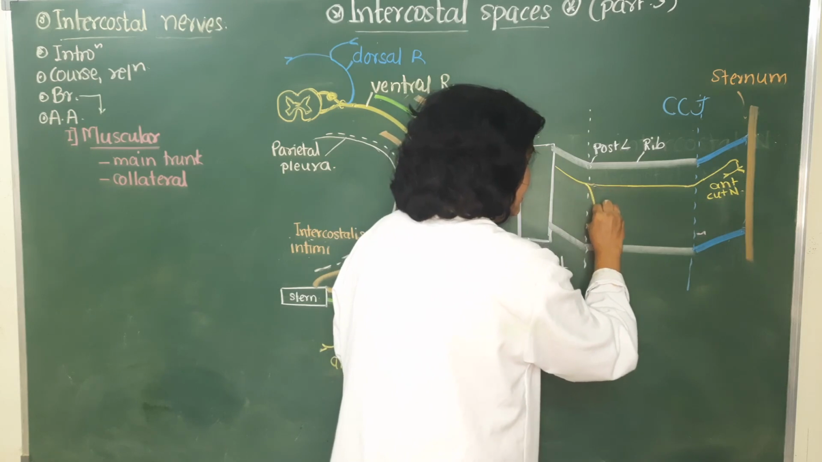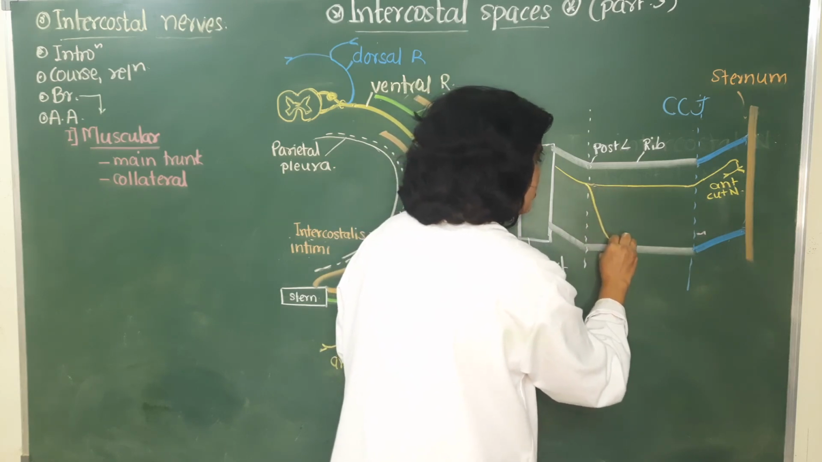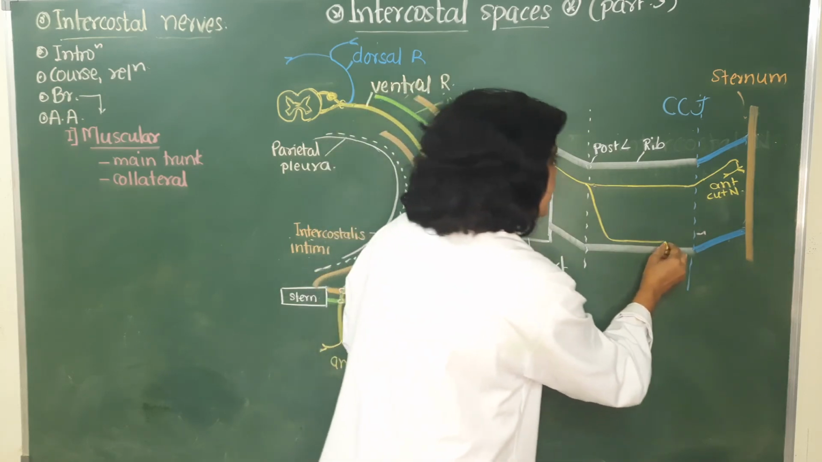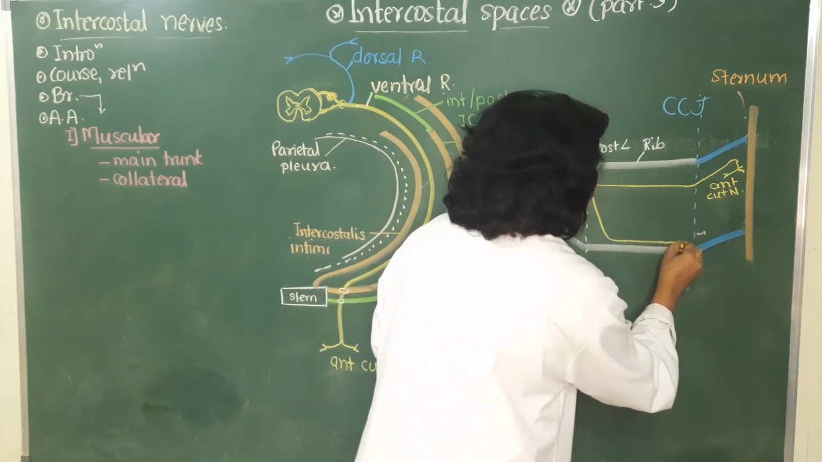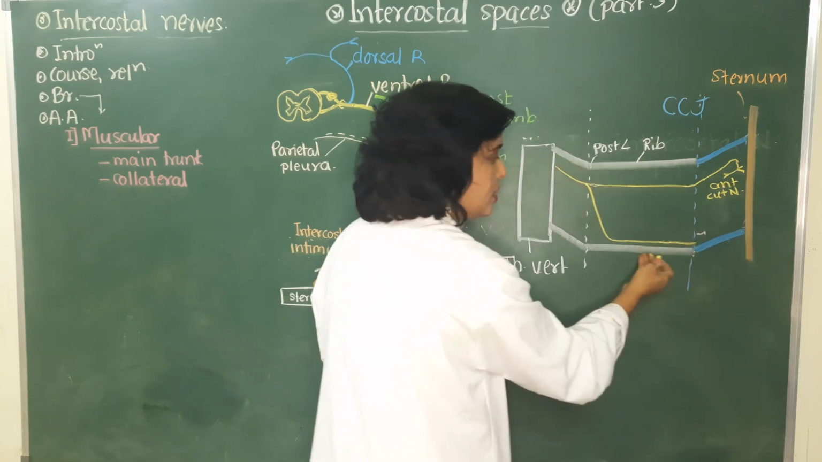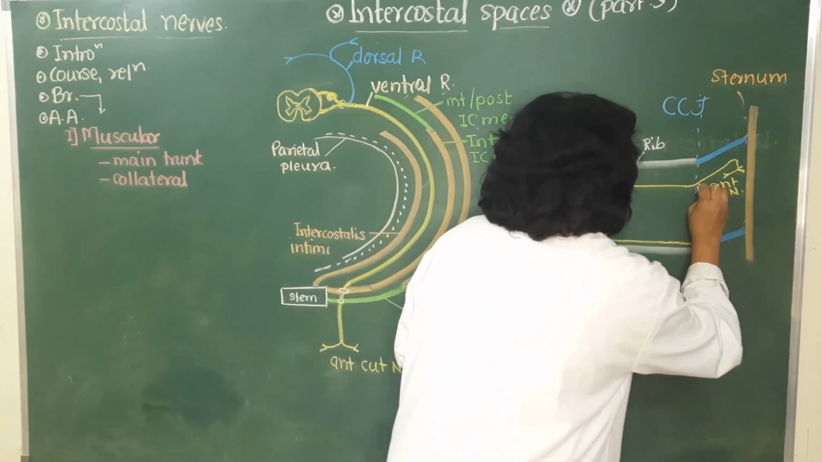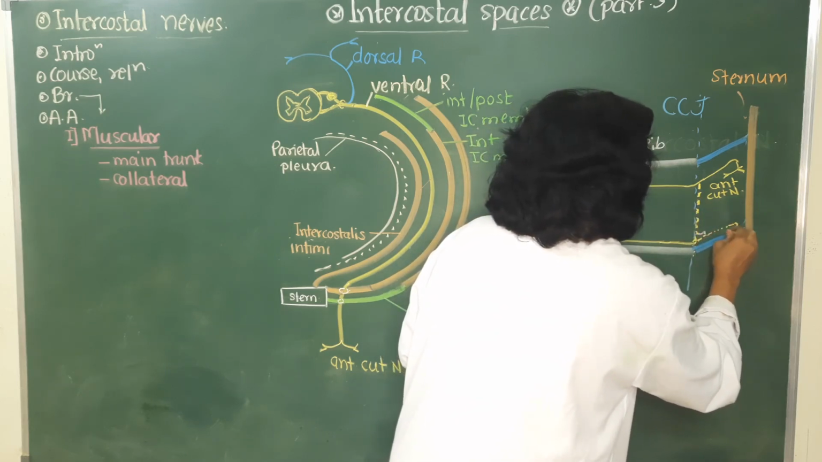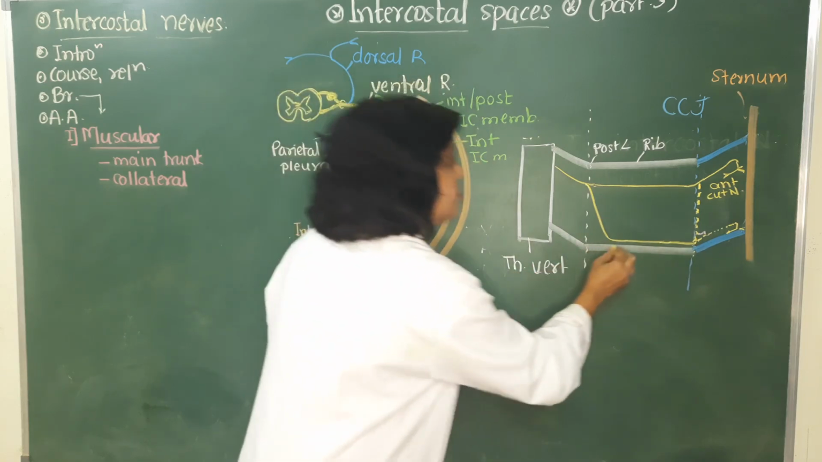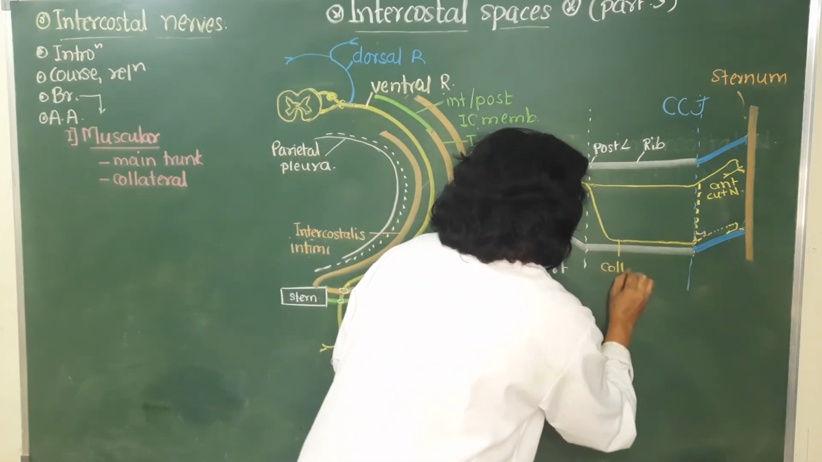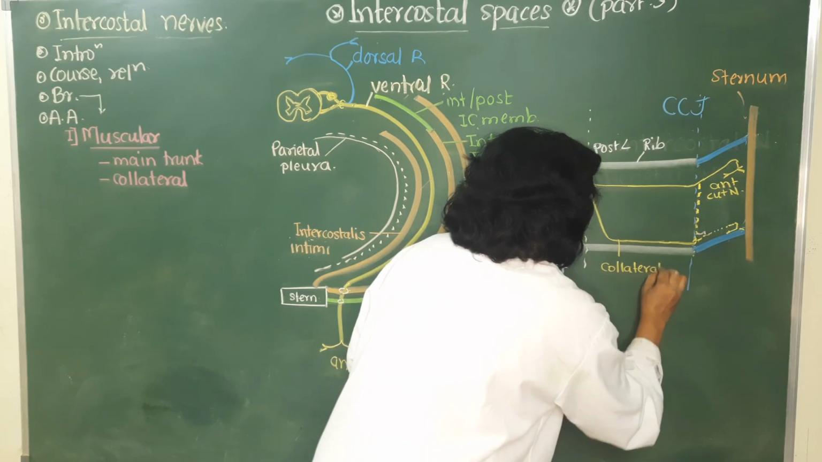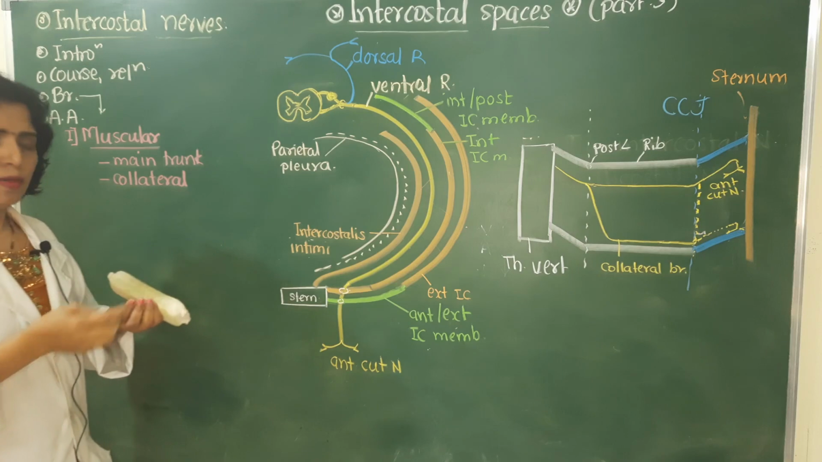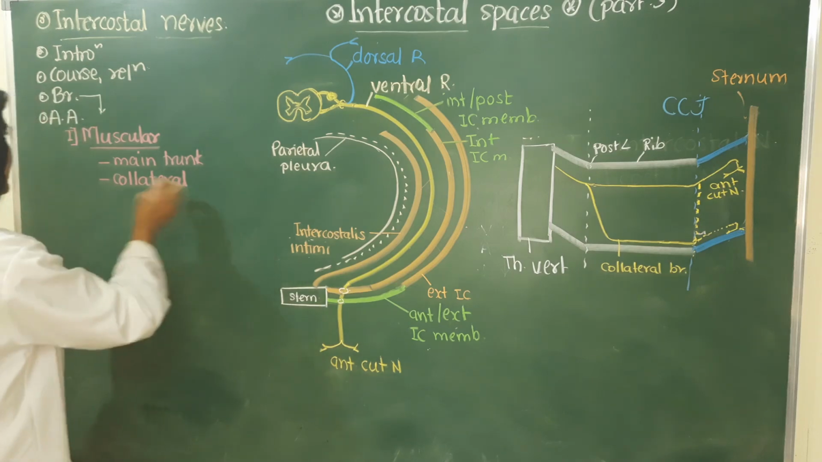Then it runs downwards in the same intercostal space, along the upper border of the lower rib in the same neurovascular plane, and when it reaches the costochondral junction of the lower rib it unites with the main trunk, or it may continue as an additional anterior cutaneous nerve. This collateral branch, when it runs in the space, supplies the muscles of the same space. So these are the two branches of the nerve supplying the muscles.